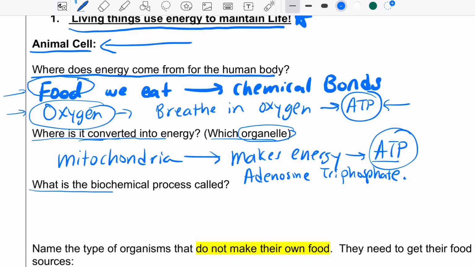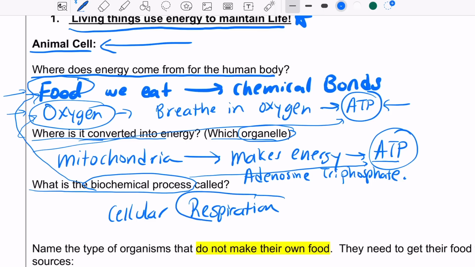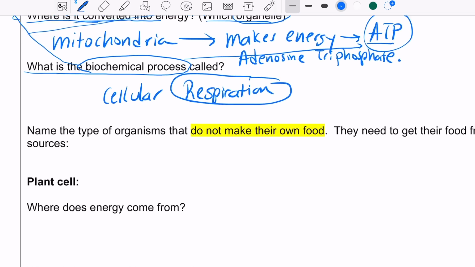What is the biological process called? The biological process that makes ATP, that uses food chemical bonds to break them, use that energy, and the combination of oxygen to make ATP energy. What biochemical process is that called? That is called cellular respiration. Sometimes just called respiration. Okay, let's move on.